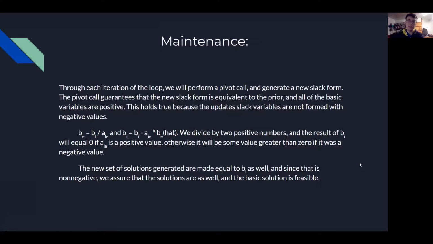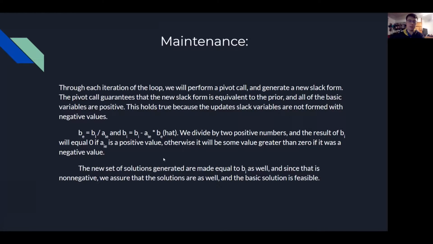And then for maintenance, at each iteration of the loop, we perform a pivot call and generate a new slack form. The pivot call will guarantee that the new slack form is equivalent to the prior, as we've seen before. And the basic variables will be positive. And this will hold true because the updated slack variables are not formed with negative values. And the way they prove it is we look back at the way we generate the new values.